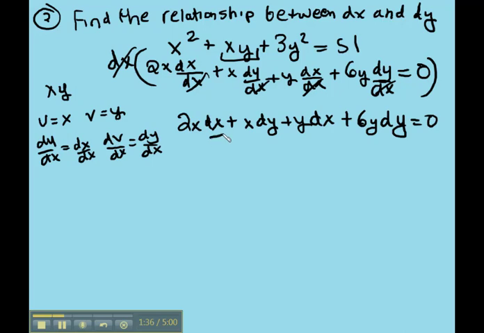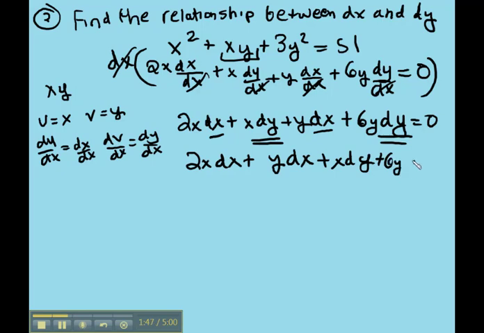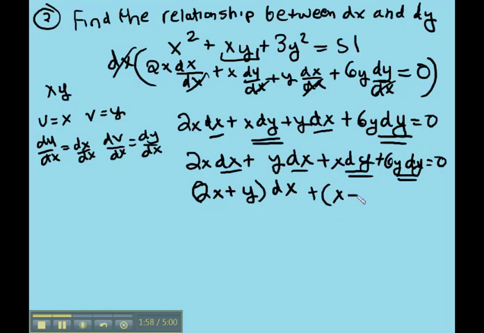Group the terms with the dx's together, so 2x dx plus y dx, and then the term with the dy's together, plus x dy plus 6y dy equals 0. Then factor out the dx's, so 2x plus y dx, and then factor out the dy's, so we have plus x plus 6y dy is all equal to 0. And that is the end of this extra example. I hope that you enjoyed that.